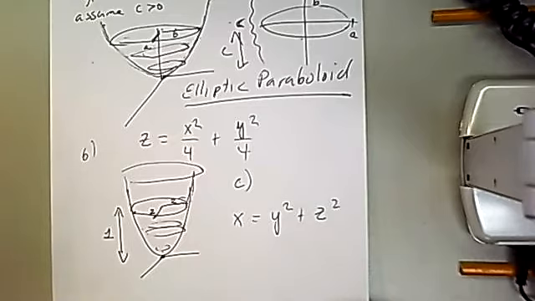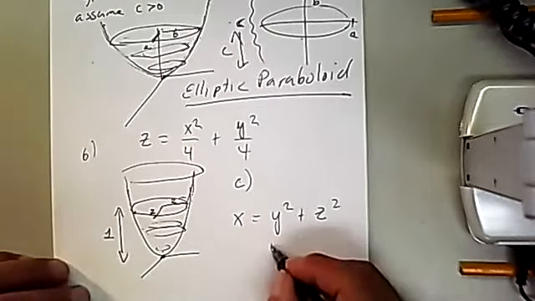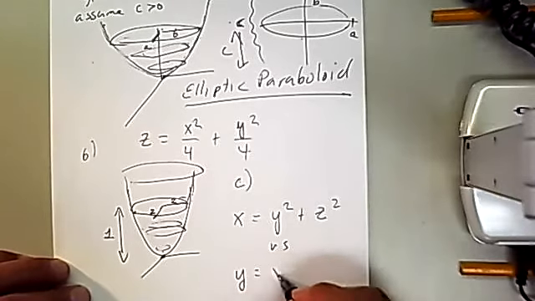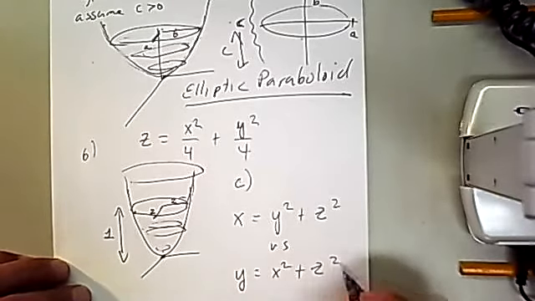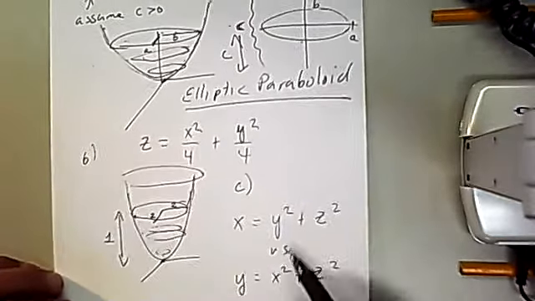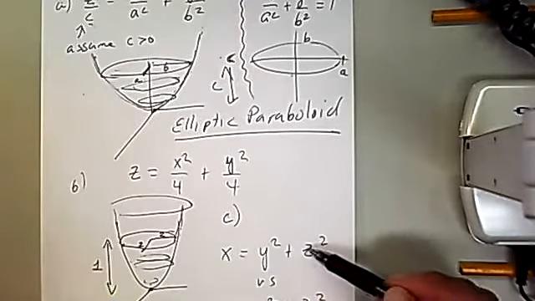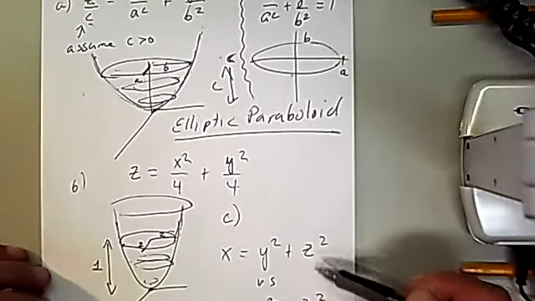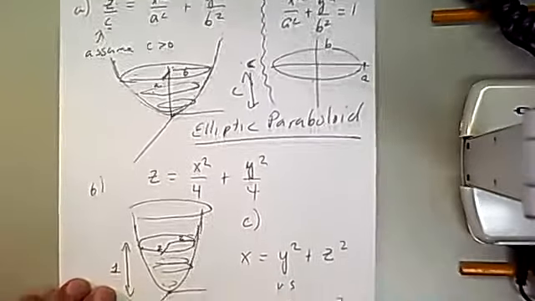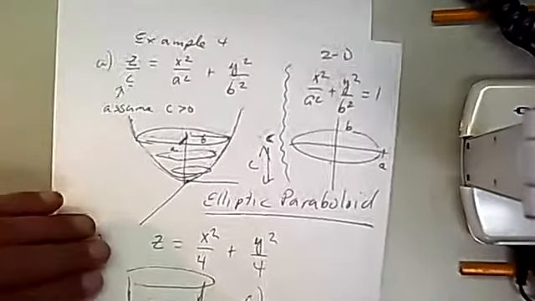but we are going in the x direction, or versus also y equals x squared plus z squared. Again, those are elliptical paraboloids, although more narrowly, those are circular paraboloids. I just call them paraboloids. So that is example 4.